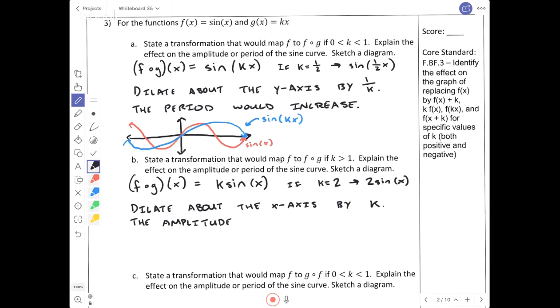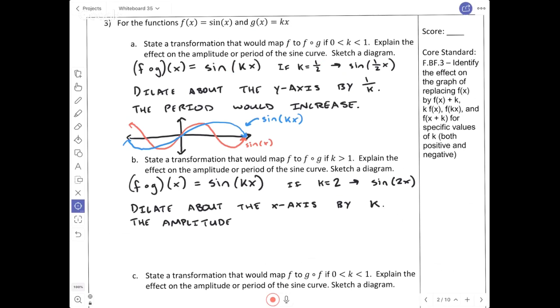Oh wait, my bad. All wrong. Sorry. We're still doing f composed with g. This is still sine of kx. My bad. Took me a second to catch it. You guys didn't catch me. Sine of kx. If k equals 2, this is sine of 2x. There we go. I was doing g composed with f. My fault. We're still on f composed with g.